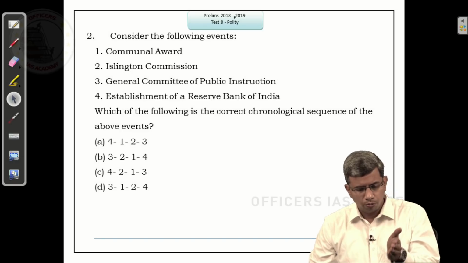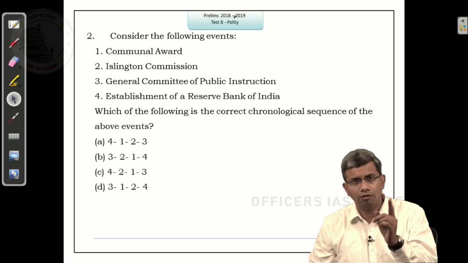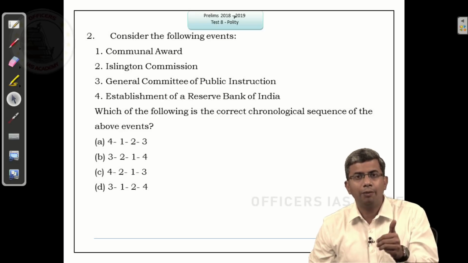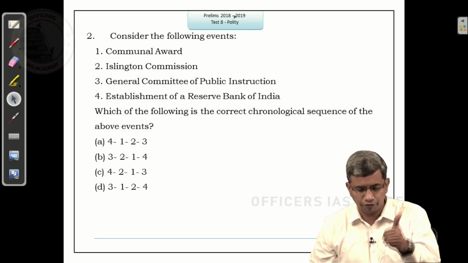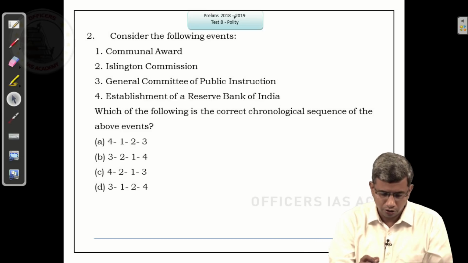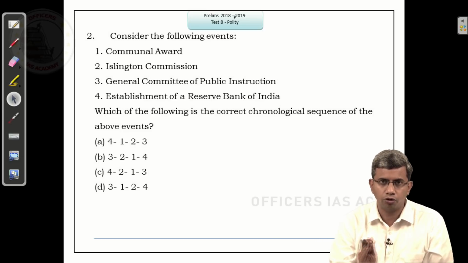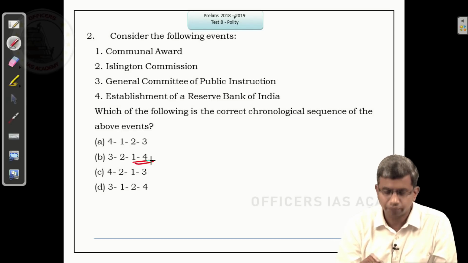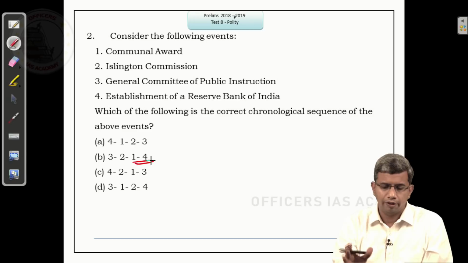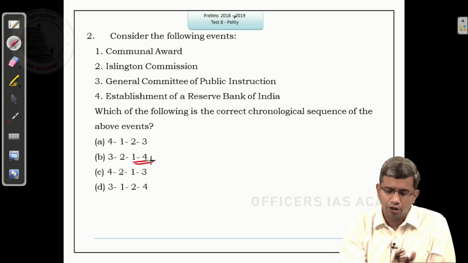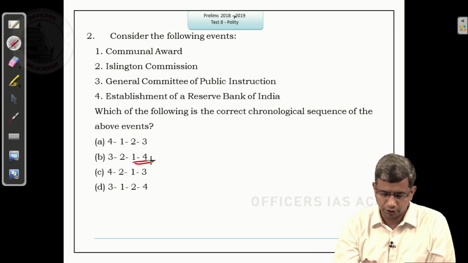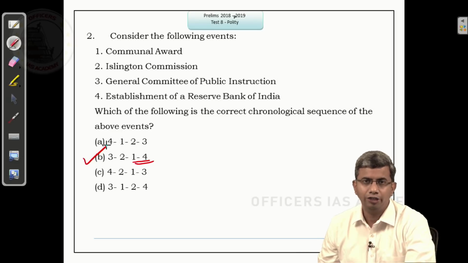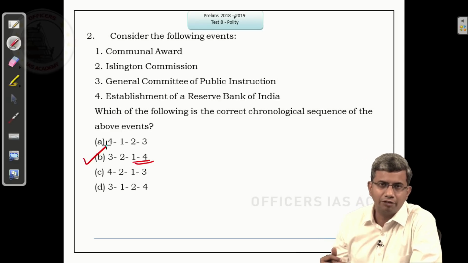So you know Pune Pact, Communal Award is the third in chronological order. Establishment of Reserve Bank of India, 1935, is the fourth in chronological order. So you look at it, 3 followed by 4 should be the last two options. So where does it come? Here. So you don't have to bother whether Islington Commission was formed first or General Committee of Public Instruction was formed first. The correct answer is B. But just for your knowledge, as I told you, elimination will work.